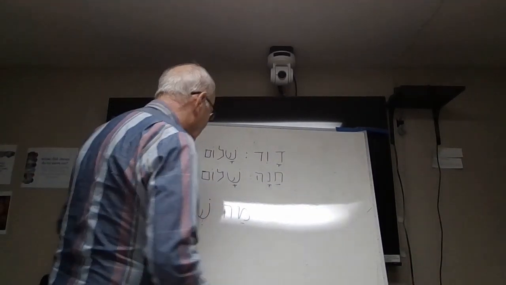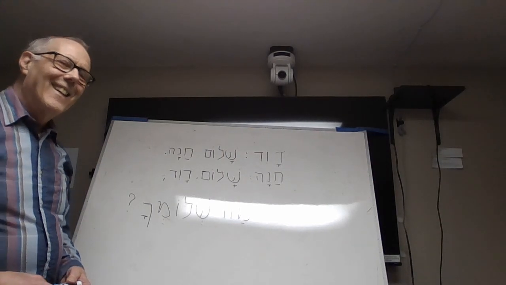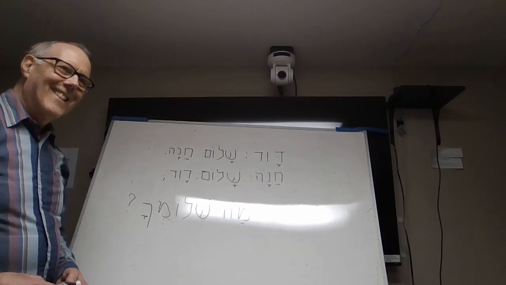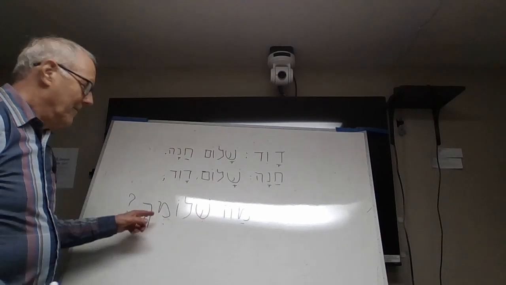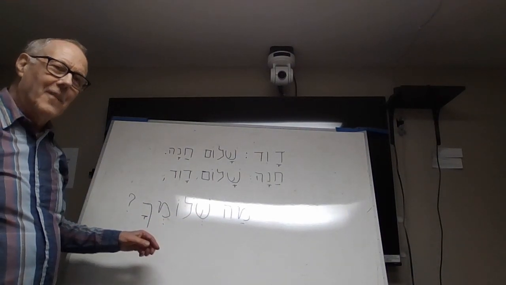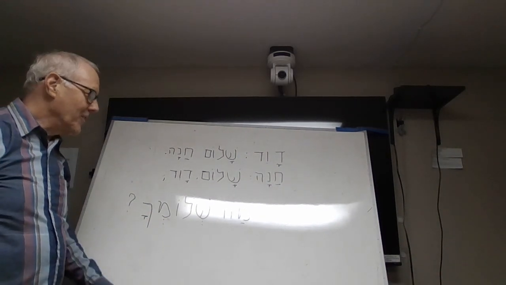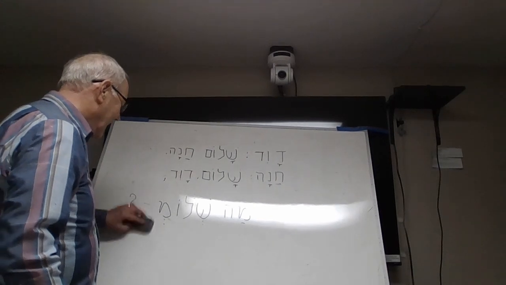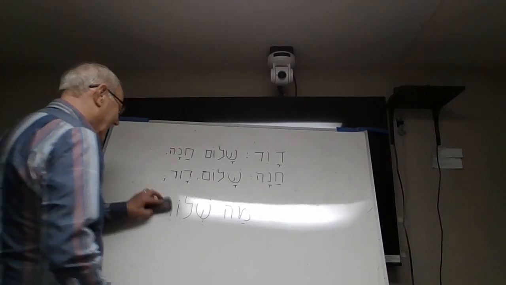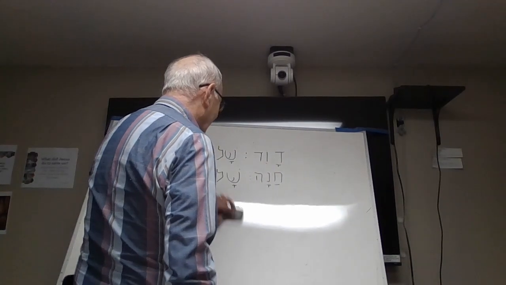And what does it mean? Ma means what? What does it mean? Mashlomcha. Oh yeah, the my peace one. Yeah. How is your peace? Like, how are you doing? Yes.